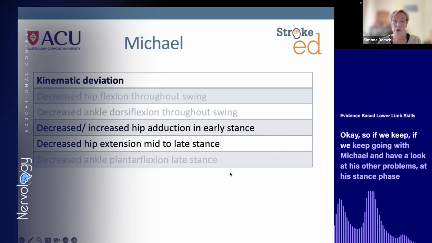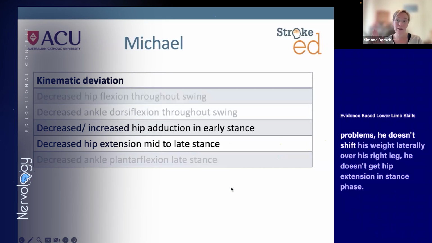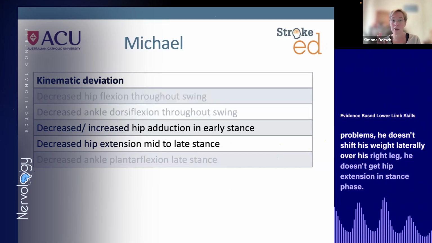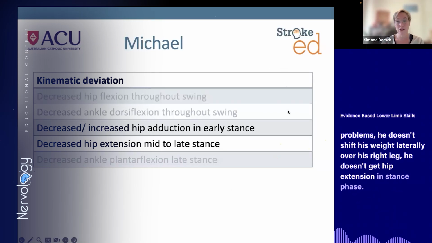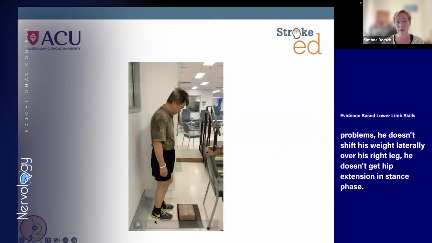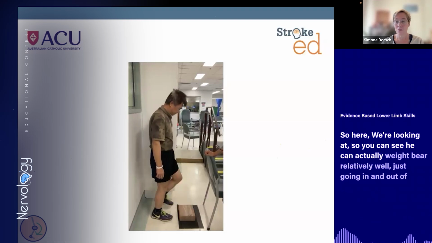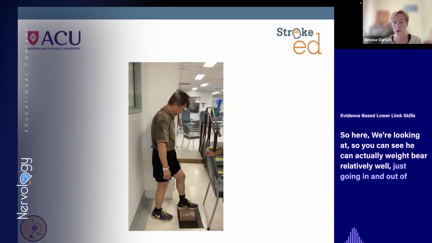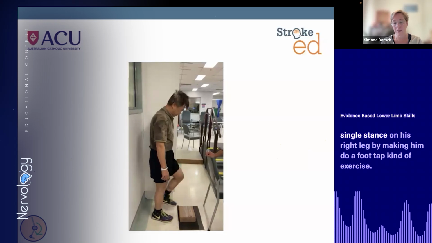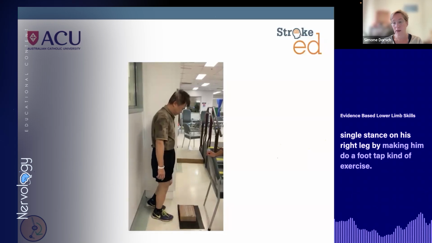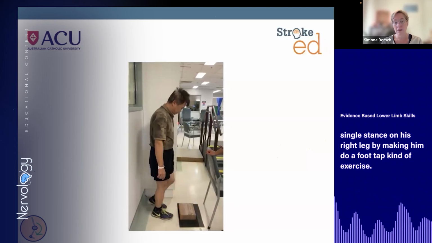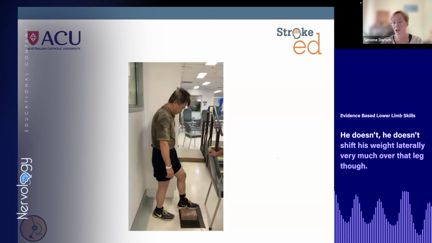Okay, so if we keep going with Michael and have a look at his other problems, at his stance phase problems, he doesn't shift his weight laterally over his right leg. He doesn't get hip extension in stance phase. So here we're looking at, you can see he can actually weight bear relatively well, just going in and out of single stance on his right leg by making him do a foot tap kind of exercise. He doesn't shift his weight laterally very much over that leg though.